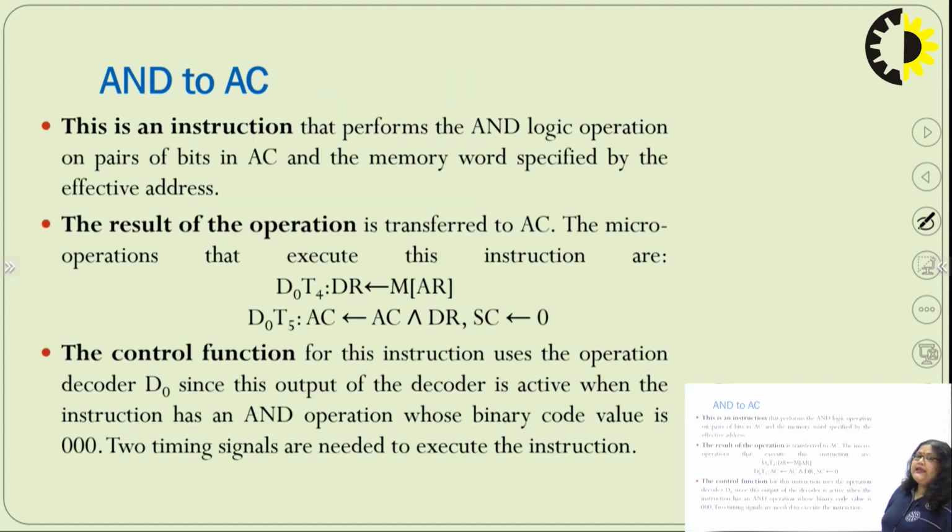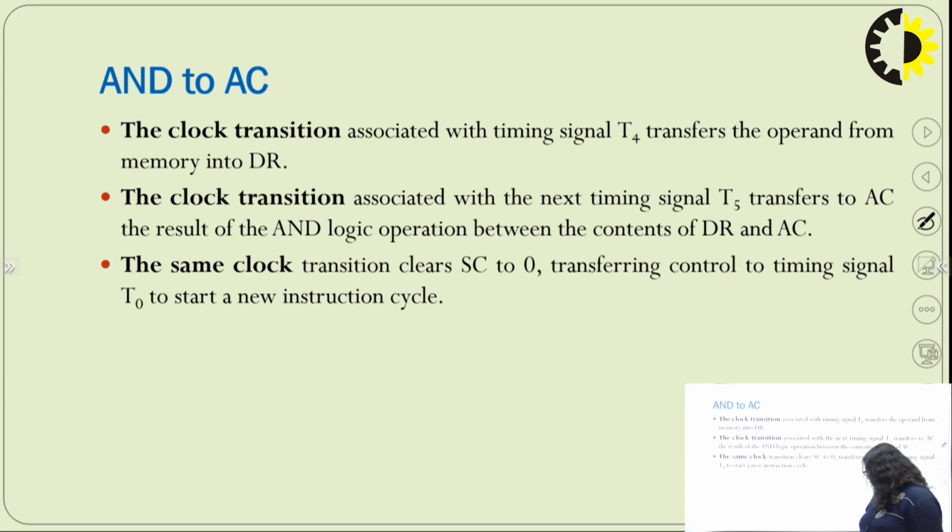So AND to AC: these are the operations that we have to define. M of AR transfers to DR, with D0 and the T4 timing signal, because till T3 we have to decode the instruction, and after the T3 timing signal we move on with either the memory reference, register reference, or input-output reference. In this example we use the memory reference instruction, so we use T4 and T5 for AND to AC. Now this is the clock cycle form.